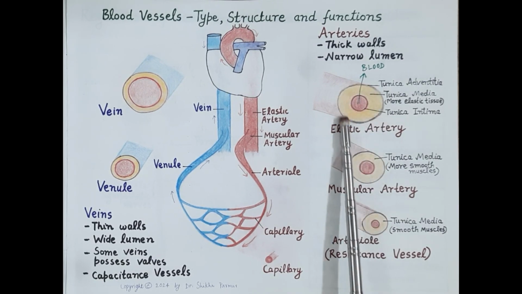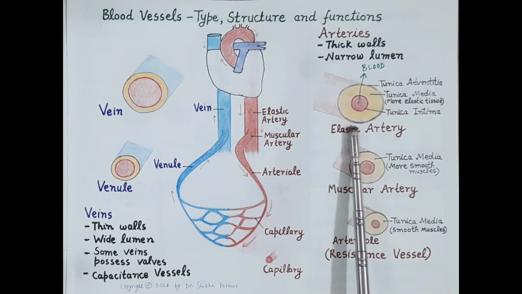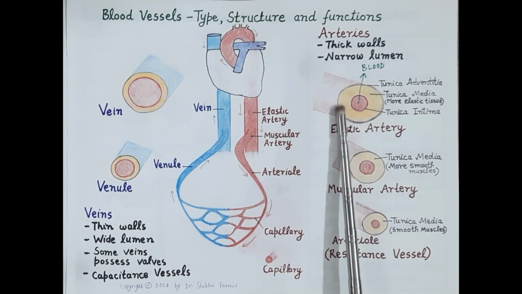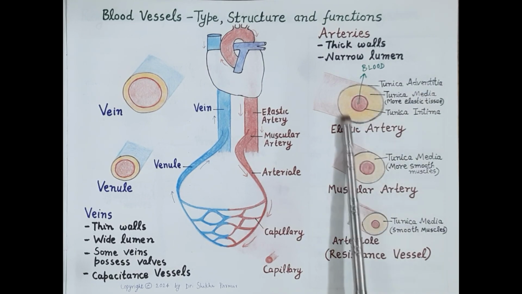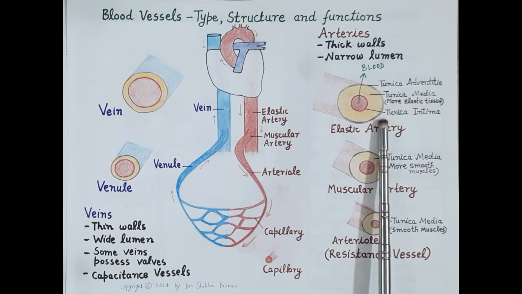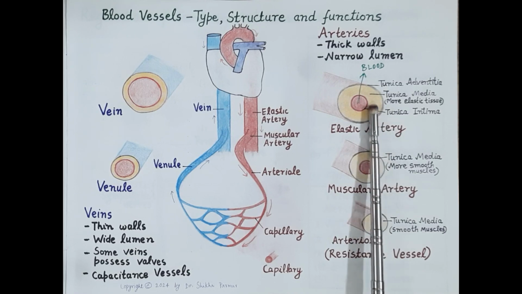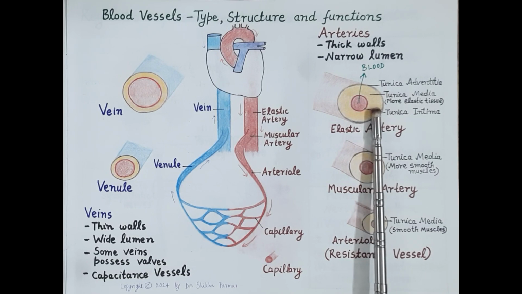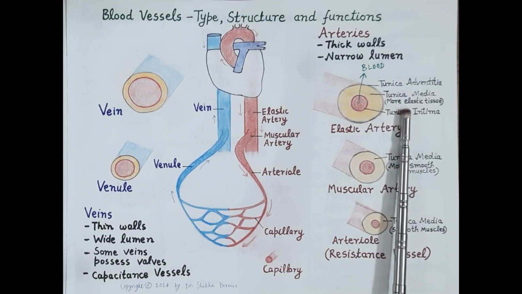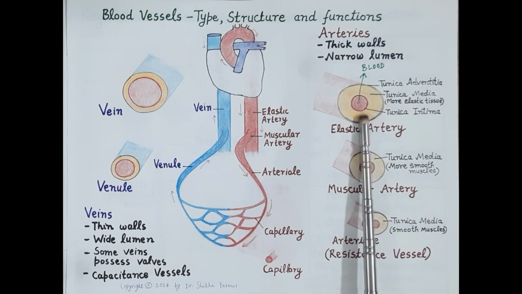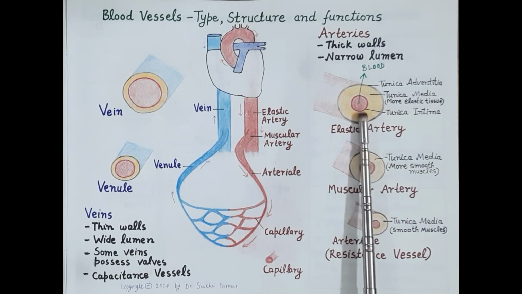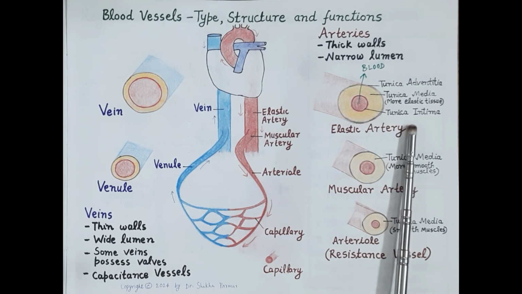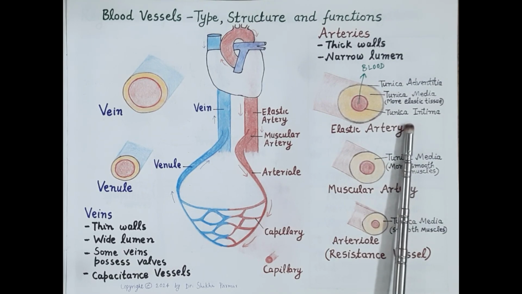Now, outermost is the layer that is made up of fibrous tissue. It is protective, and this is known as a tunica adventitia. Now, the middle layer, this is shown here in the yellow color. This is made up of variable amount of smooth muscles and elastic tissue, and it is known as tunica media. And the innermost layer, as you can see here, is very thin, and this layer is known as the tunica intima, and it is made up of endothelial cells.